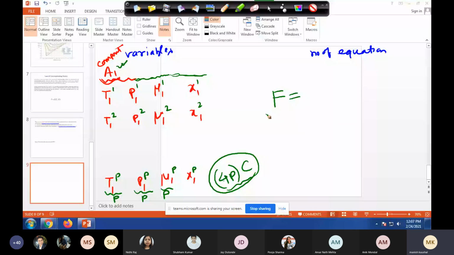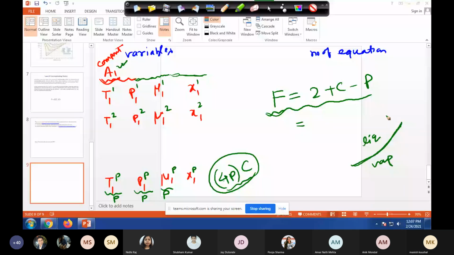What does it mean? Let's say you are at liquid vapor saturation line. Liquid vapor. Okay, and you are talking about single phase system. Let's say water. Single component. So 2 plus, how many components we have? Anyone? How many components we have? 1. And how many phases we have? 2. What is degree of freedom?